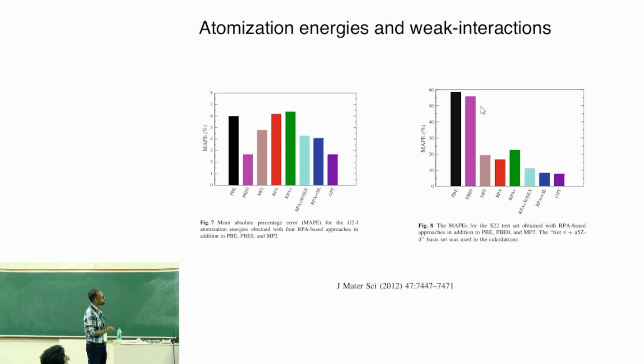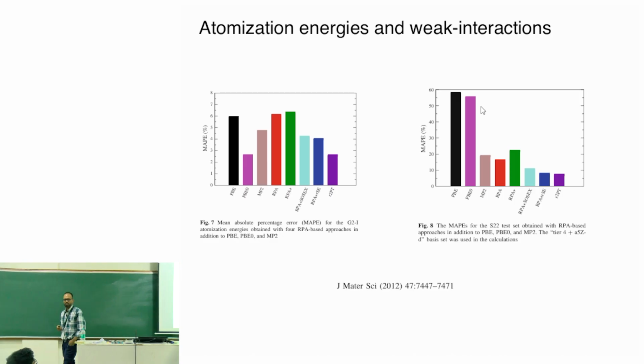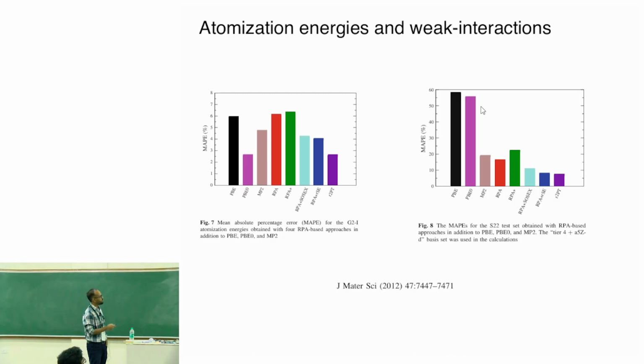I'm going to just show a few applications. Over here, these are again the G21 data set, where we are testing the Kohn-Sham functionals like PBE, and the generalized Kohn-Sham functionals, PBE0, right? Then I have MP2 and RPA here. You can see that in terms of atomization energies, the RPA errors are quite similar to what you get from PBE or other functionals. Some other functionals are actually better. So the return is not much here.